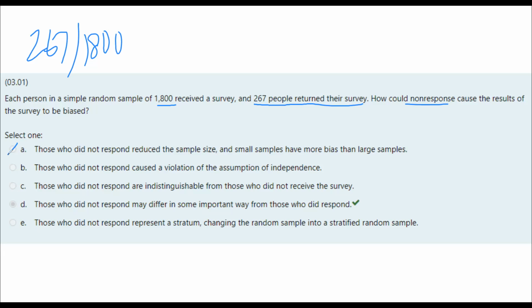Those who did not respond caused a violation of. That's not even something we talked about. Those who did not respond are indistinguishable. So that means they aren't any different. No, they could be. Those who did not respond may differ in some way. Yeah. Those who did not respond represent a stratum. No, that's not. That doesn't even make sense. All right.